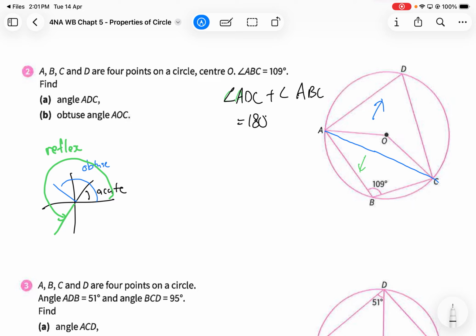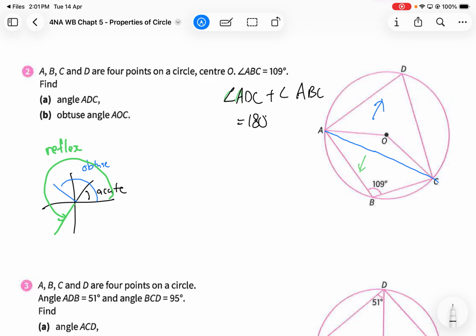Okay? 71 degrees here. Because these two will add up to 180. They are on opposite sides of the chord. One here, one here. Okay?